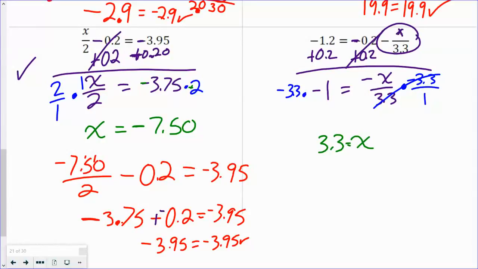Then, of course, I'm going to check forward. Negative 1 and 2 tenths equals a negative 2 tenths minus 3 and 3 tenths divided by 3 and 3 tenths. Remember, if you have a number divided by that same number, it equals 1.